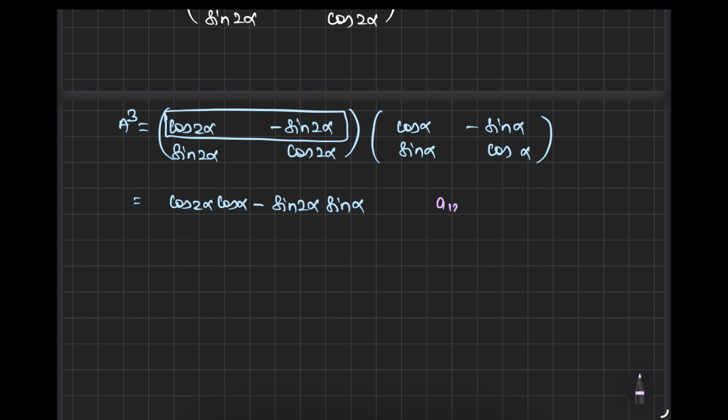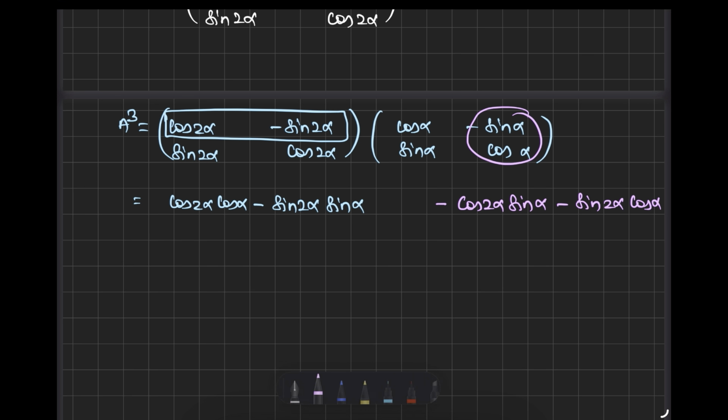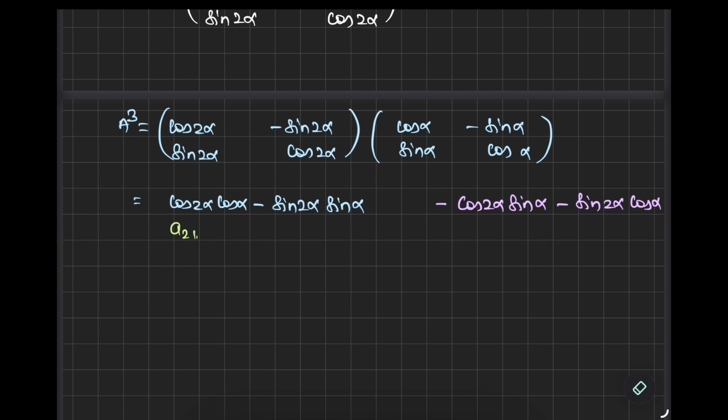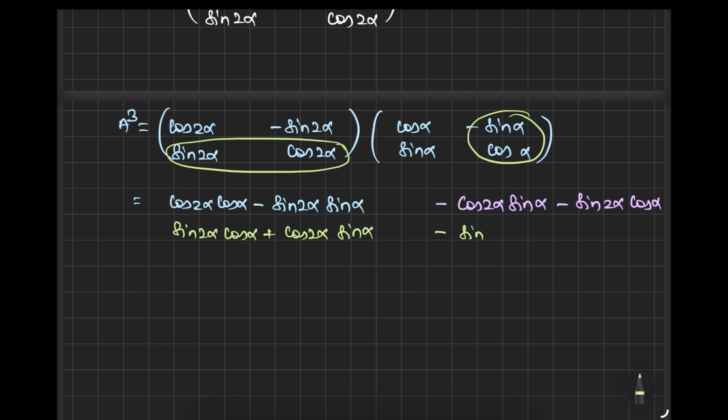Now to get this element 1 2, first row will be multiplied with second column. It is minus cos 2 alpha sin alpha minus sin 2 alpha cos alpha. Great. Then we have this a21, means second row will be multiplied with the first column. So sin 2 alpha cos alpha plus cos 2 alpha sin alpha. Then this is a22, second row with second column, minus of sin 2 alpha sin alpha plus of cos 2 alpha cos alpha.